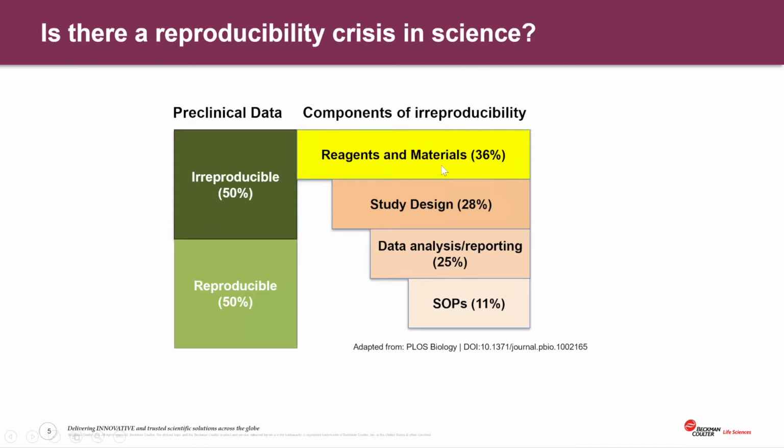And they are reagents and materials to the most extreme effect, study design, data analysis and reporting, and actually protocols. So collectively, we can see that various aspects of irreproducibility can be controlled, but why is it that we are still having this alarming number of 50%?